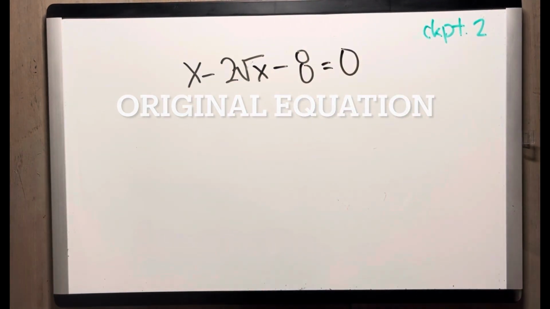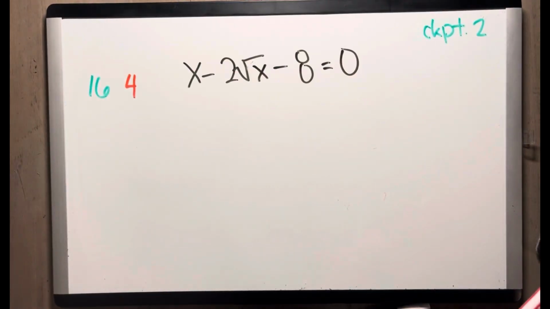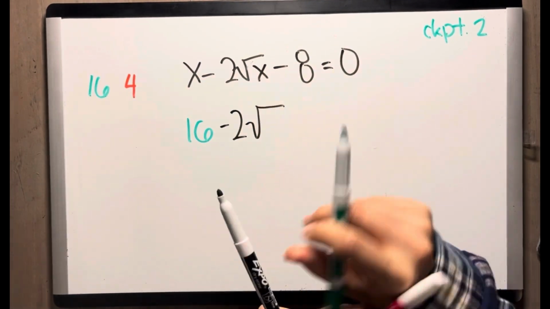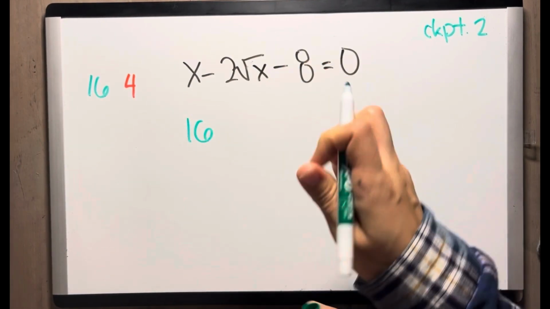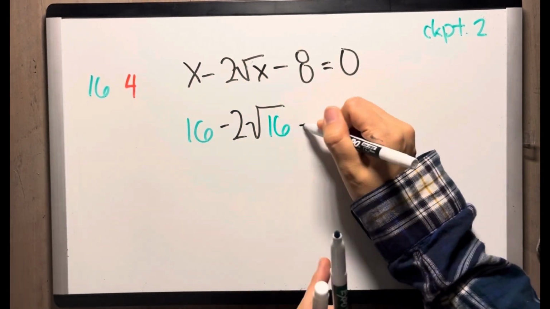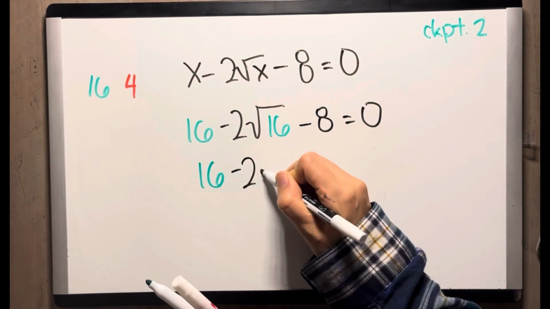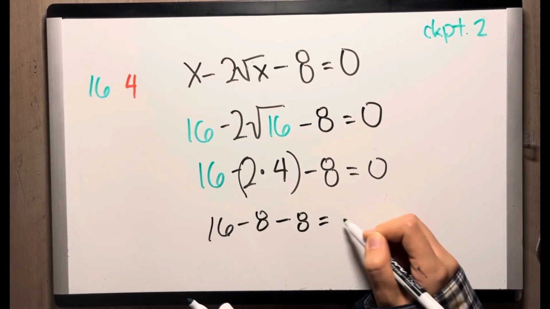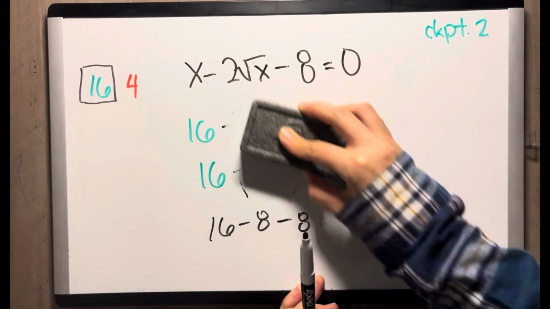The proposed solutions were x equals 16 and x equals 4. Let's start with x equals 16. Replace every x in the original equation with 16. Then solve. 16 minus 8 minus 8 equals 0, a true statement, which means 16 is a solution to this equation.